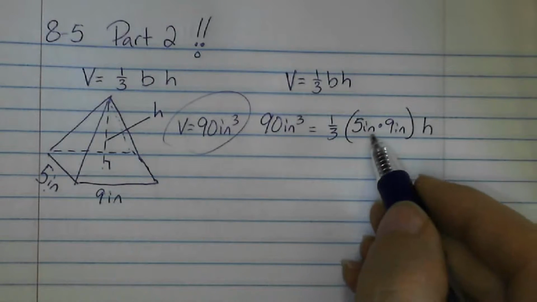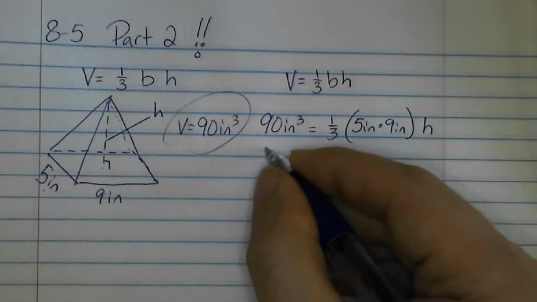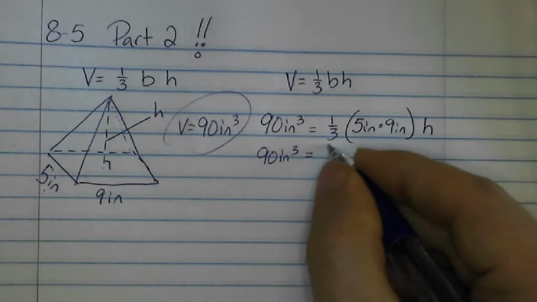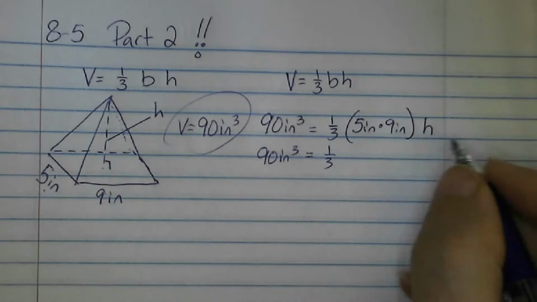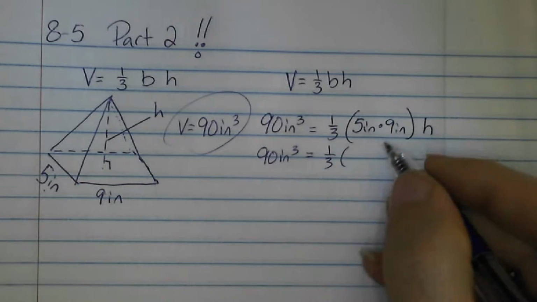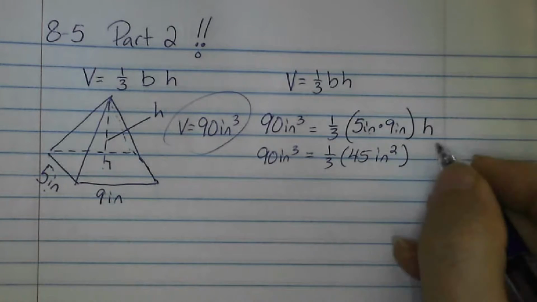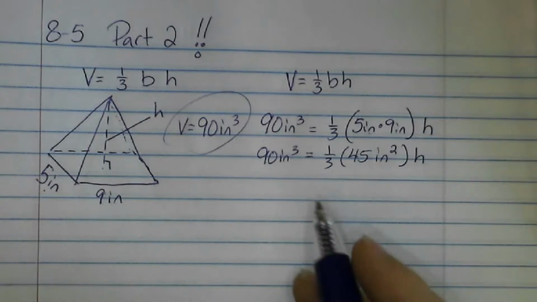PEMDAS tells us to look at parentheses first. So, that means this is going to stay the same. We're not changing anything there. Still 1/3, that's not changing at all. Right here, 5 times 9 is 45. And inch times inch is going to be inch squared. Height is still staying the same.